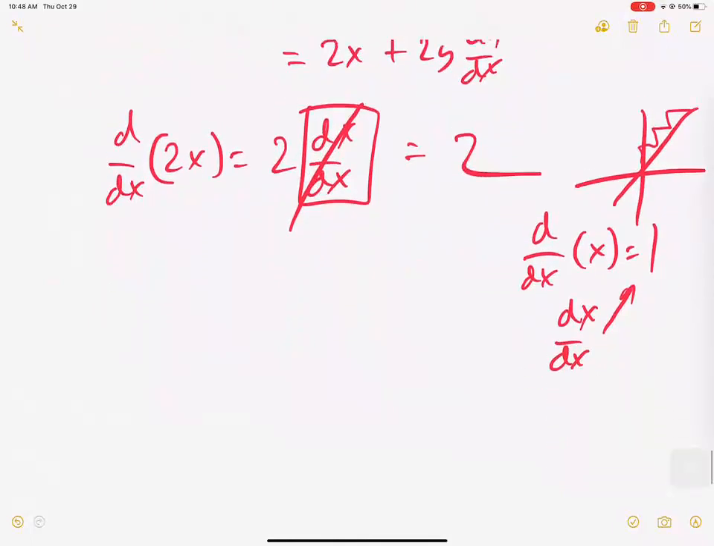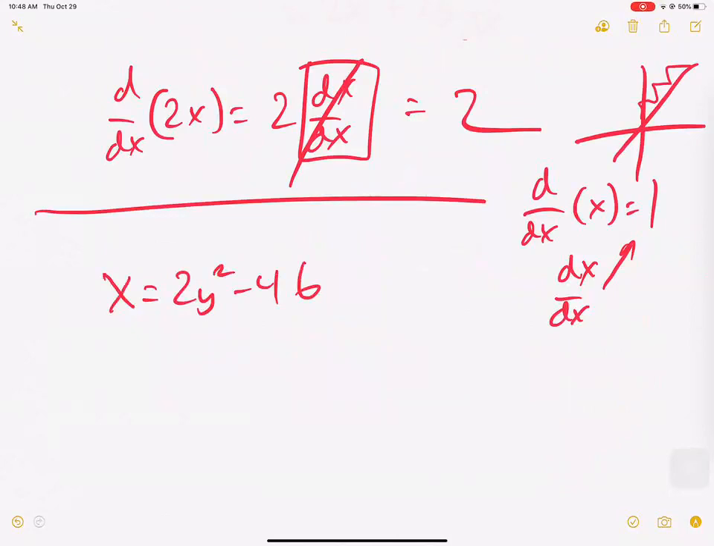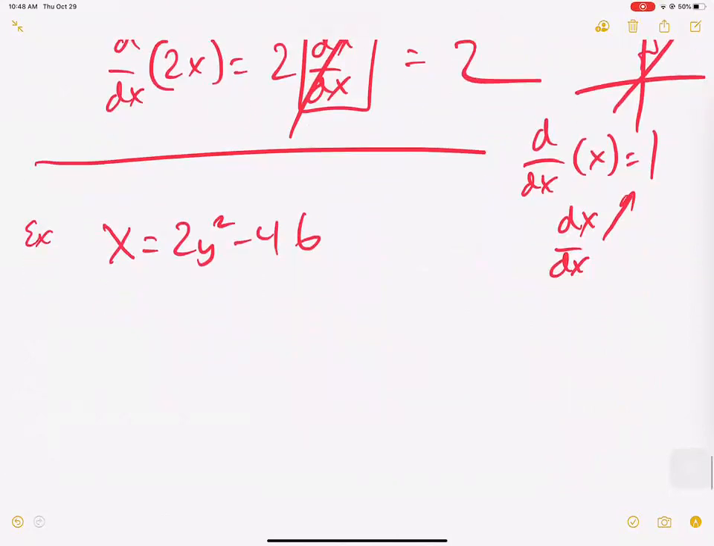All right, so how do we apply this? Let's take an example from your Excel today. If I say x equals 2y squared minus 46, this is just an example I'm pulling off. And here's the question they're asking: what is y prime?